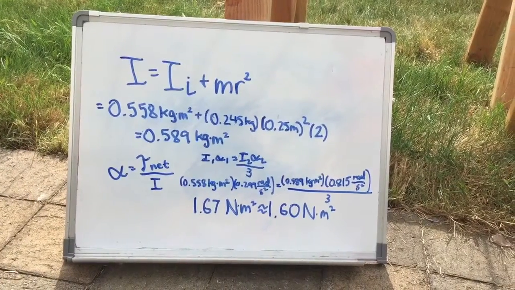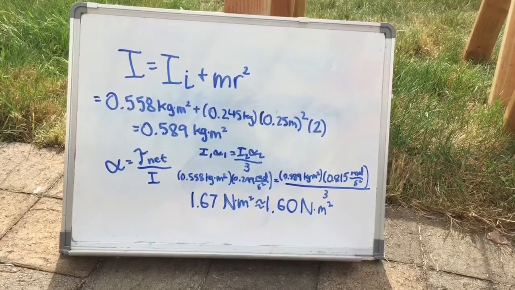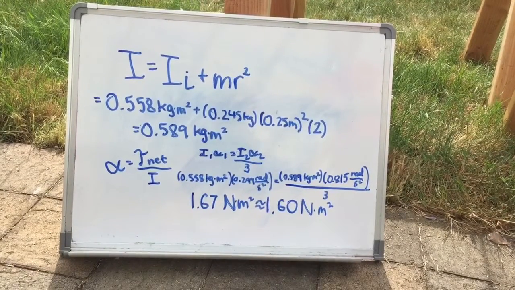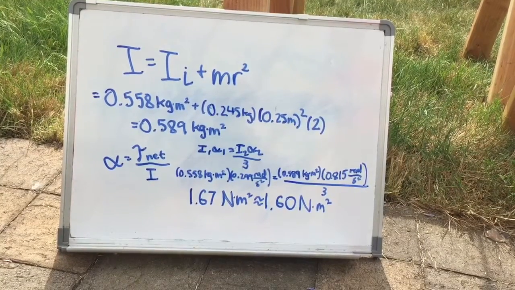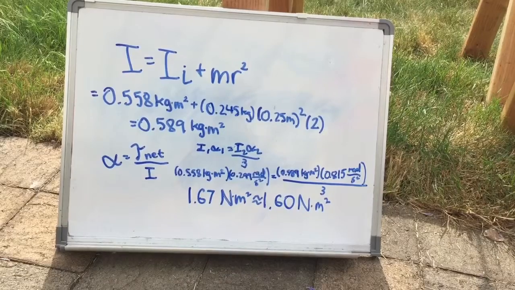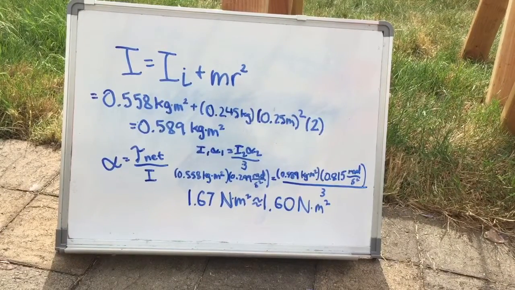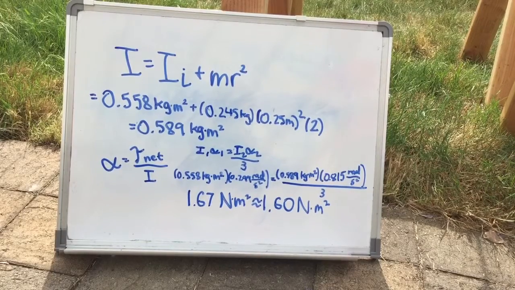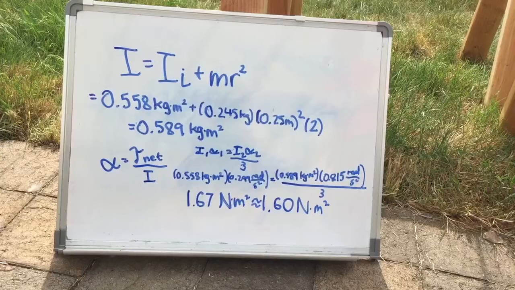Here's the calculated moment of inertia for our second test with the weights added. We calculated this with the moment of inertia from our first test plus the mass of the weights times the radius squared from the axle on which they rotate. There are the calculations below. It works out to approximately 0.589 kilograms meters squared.